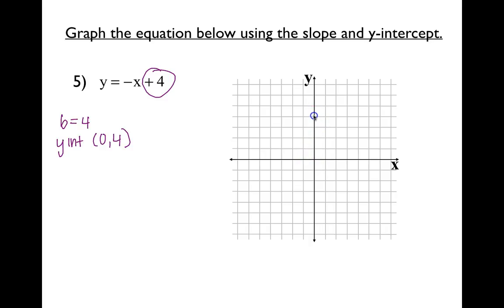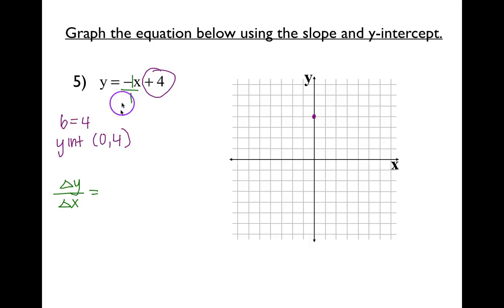(0, 4). Now what I'm going to do is look at my slope. Notice I don't have a number in front of x. So what does that mean? There is a number 1 in front. It's just usually not written. So slope is the change in y over the change in x, which I read as delta y over delta x. So notice here I need a fraction, but I don't have one here. So I'm going to have to put it over 1. Okay, that's how you make a whole number into a fraction.